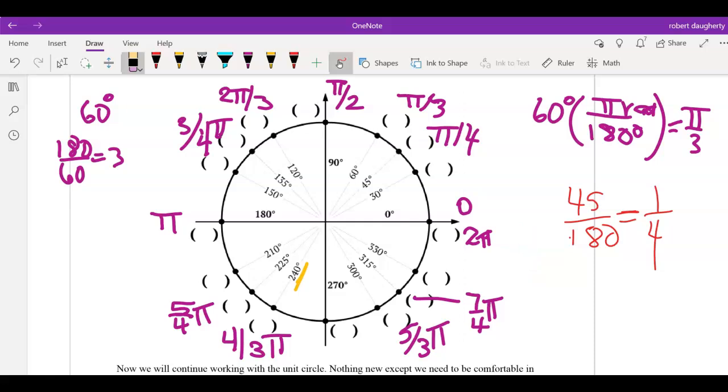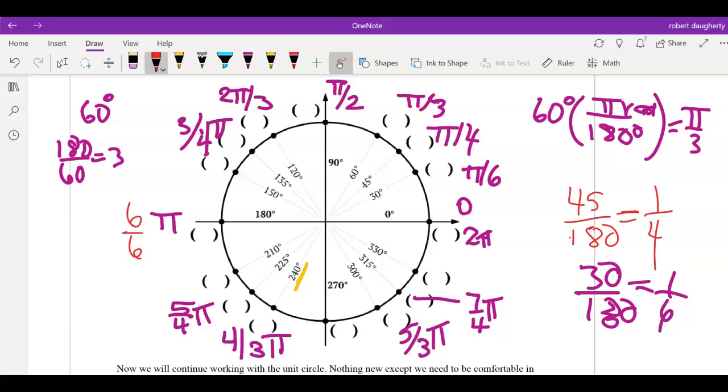And now finally, let's count everything by 30 degrees. So what is 30 over 180? It's 1/6. So that tells me this 30 degrees is pi over 6. So again, do the same thing. Let's think of this as 6 over 6 pi. Then this 150 is 1/6 short, so this is 5/6 pi. And then you're sitting at 6/6. If you go 1/6 more, that's going to be 7/6 pi.